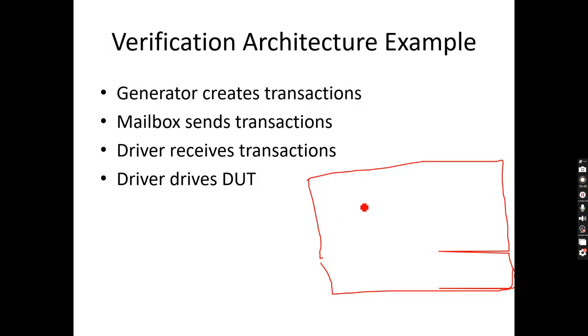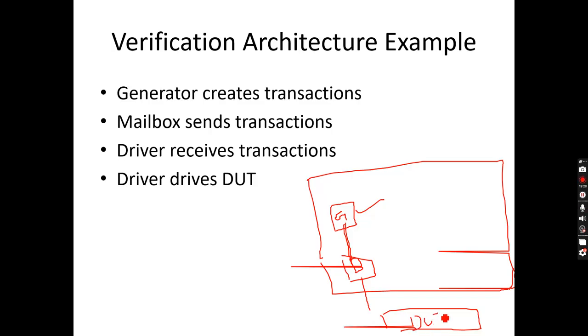First of all, in the architecture, we mainly have a generator and a driver. Let's take the generator. What is the generator? It generates the transactions. Transactions are nothing but randomized variables, and it will keep them inside the mailbox. Now the driver is there. What will the driver do? The driver will get the data from the generator and send the data to the DUT. DUT is nothing but your RTL design.